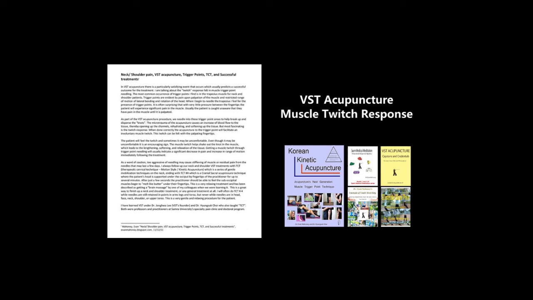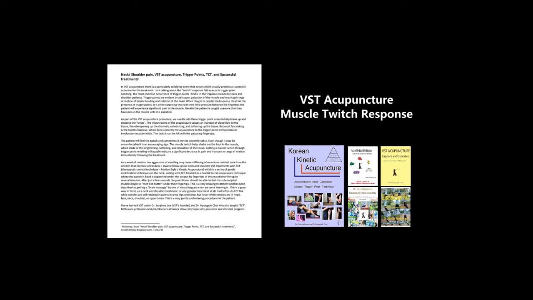So then you're just going to ease off and go with the traditional acupuncture points. But you can still do traditional acupuncture on the trigger points. Just read your patient and their comfort level very carefully. So this is a paper from the books Korean Kinetic Acupuncture and VST Capstone Credentials.